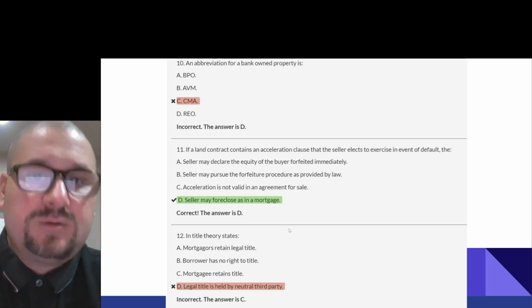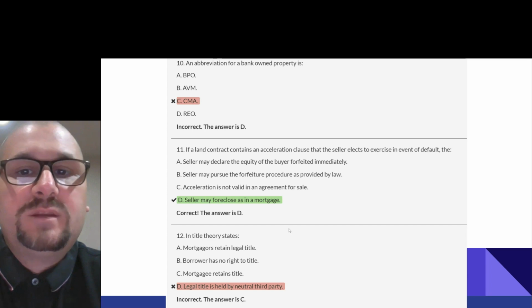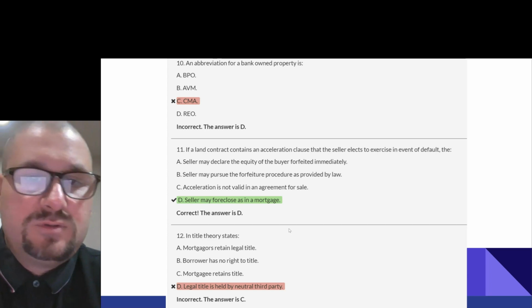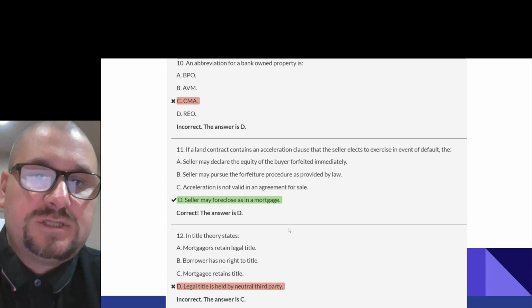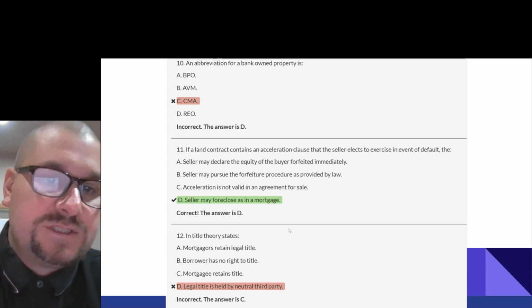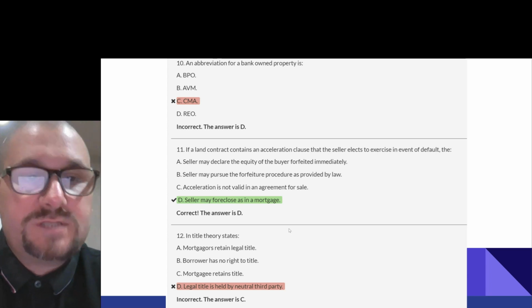Seller may declare the equity of the buyer forfeited immediately. No. Seller may pursue the forfeiture procedure as provided by law. No. Acceleration is not valid in agreement for sale. No.